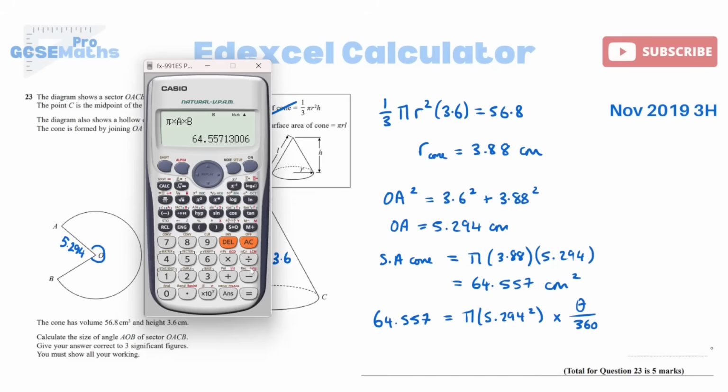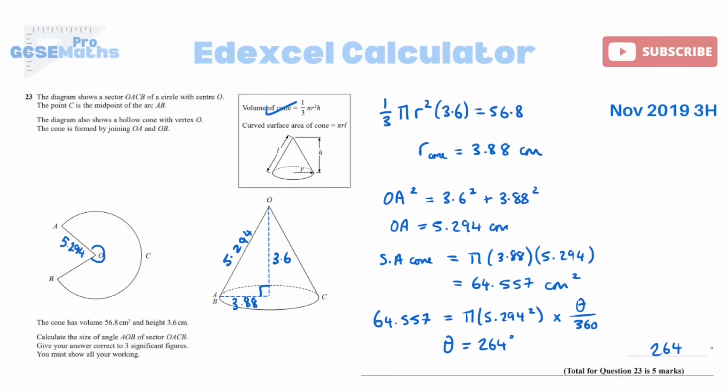So taking my answer, I'm going to divide by all of pi times by the radius squared. Just remember which one was A and which one was B. B was the 5.294, wasn't it? There, and then I can just times by the 360. You could do that all in one step if you wanted. And there's my angle. So finally, now I can round it. The size of angle A, so 3 significant figures, that would be 264. And there we are.